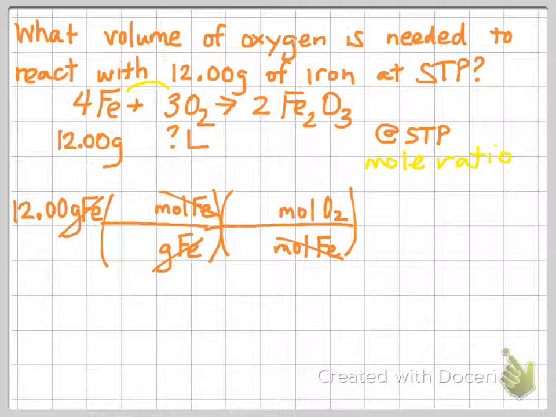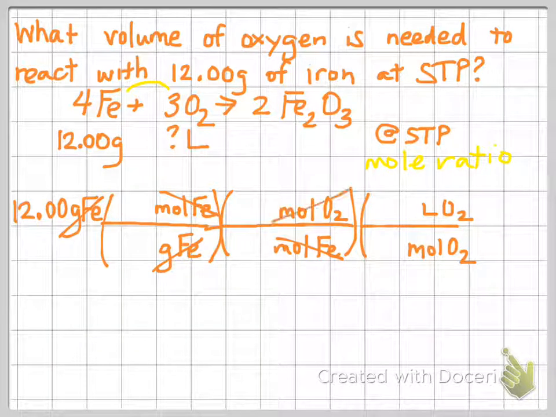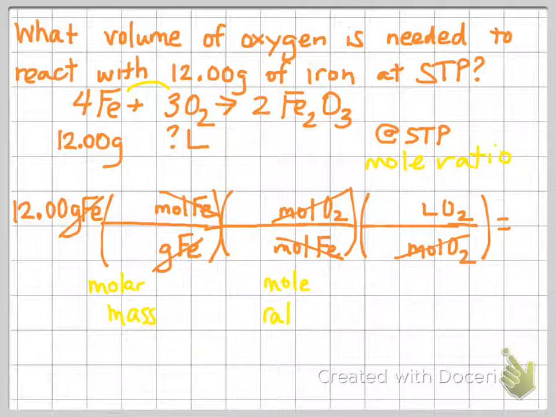However, I don't want moles of oxygen. I want liters of oxygen. So moles of oxygen have to go on the bottom. Liters of oxygen goes on the top. Again, that's a tool that I have on my toolkit. Okay, and I'm going to have liters of oxygen. So again, the tools I've used this time, I used molar mass again. I used that mole ratio because, again, it's my only way to go from one substance to another. And this time I used my molar volume.